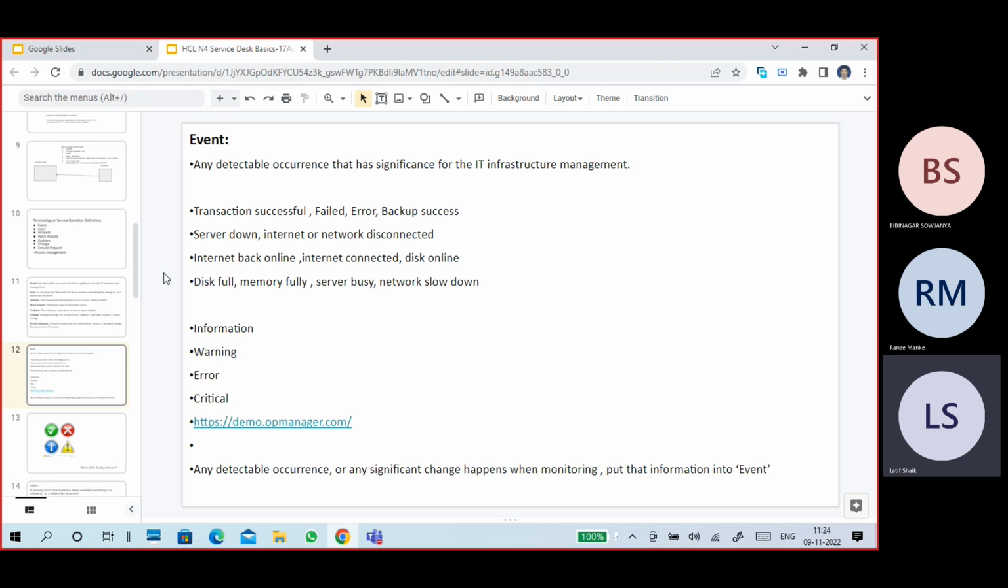Okay. Next, warnings. Disk is full. Are you about to fill the disk? Like there is a 1 TB disk, and 800 GB is already used. It is a warning. It's about to be full. You have to take care of it.